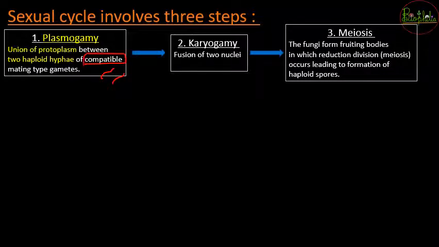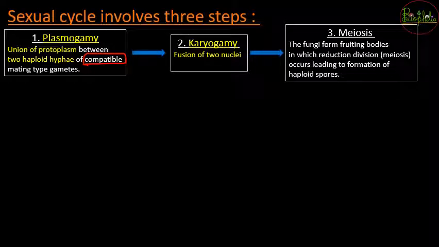If they are compatible, then the fusion of protoplast will occur. So that would be called plasmogamy. The second step is karyogamy. Now the word karyo is used for the nucleus and gamy is fusion. So you can know the definition by the term: fusion of two nuclei is going to take place. That is the second step, karyogamy.